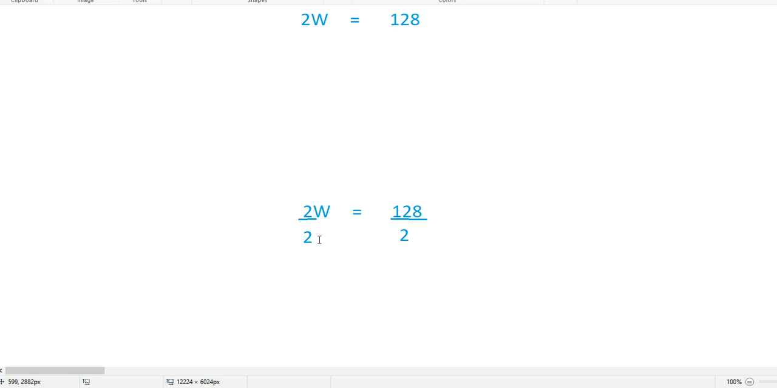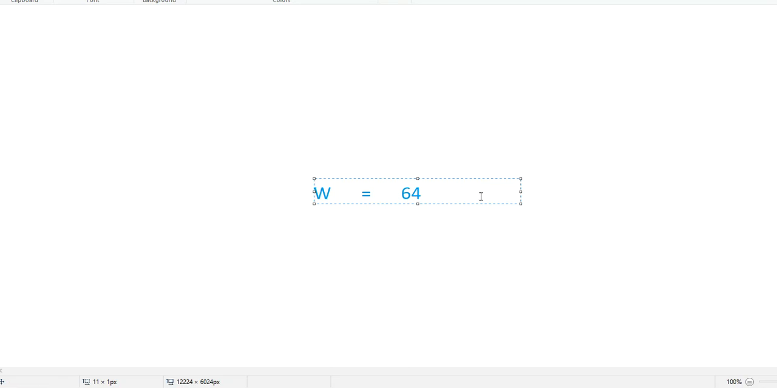So 2W divided by 2 times the number of weeks equals 128 divided by 2. Well, 2 divided by 2, that's just 1. Okay, and 128 divided by 2? Well, W equals 64. And then, of course, we're going to ask ourselves, does that answer make sense? Does 64 weeks make sense?